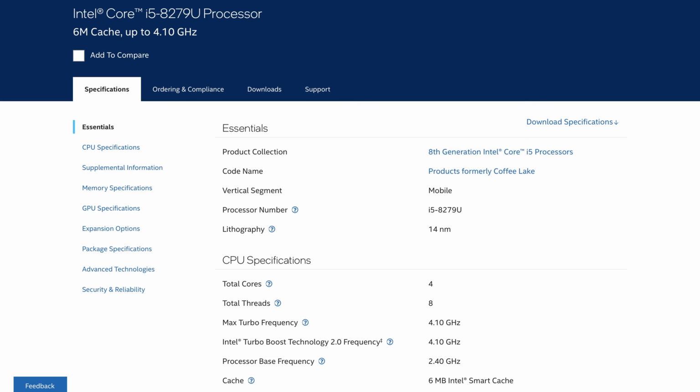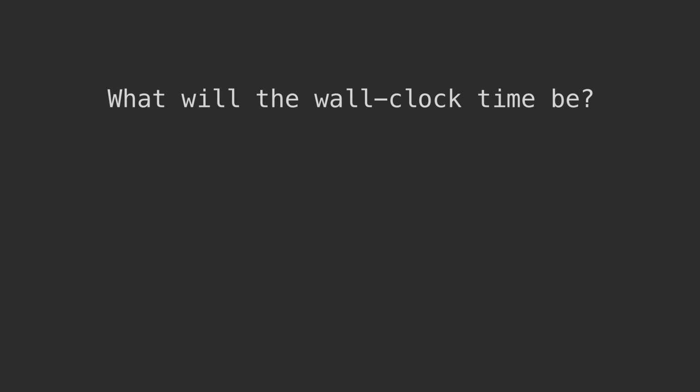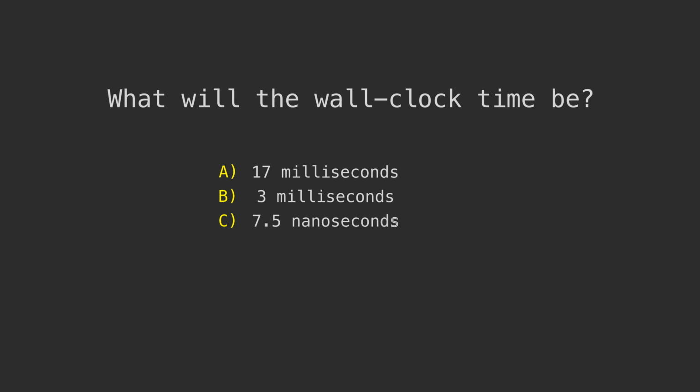Now, let's say I run this code on an Intel Core i5 that's running at base frequency 2.4 gigahertz. What do you think the wall clock time will be in that case? Is it 17 milliseconds, 3 milliseconds, 7.5 nanoseconds, or 0.2 seconds? I'll go over the result and how we get there, but if you want to figure it out yourself, pause the video.